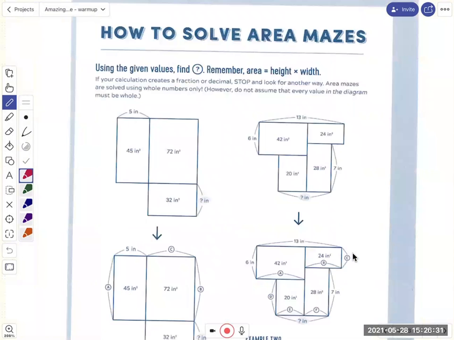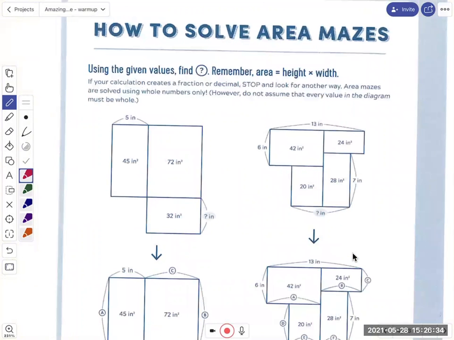So let's look at some of the ideas. The first idea here is that we're just doing area equals height times width, but there's an amazing amount of variations on this. If you look at something and it's going to create a fraction or decimal, stop and look for another way. Not everything is a whole number, but there are ways to figure things out so that you never do a calculation with a whole number. Okay, so let's take a look at a couple of early examples.